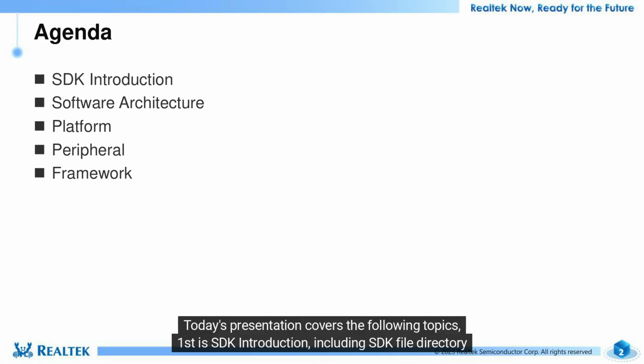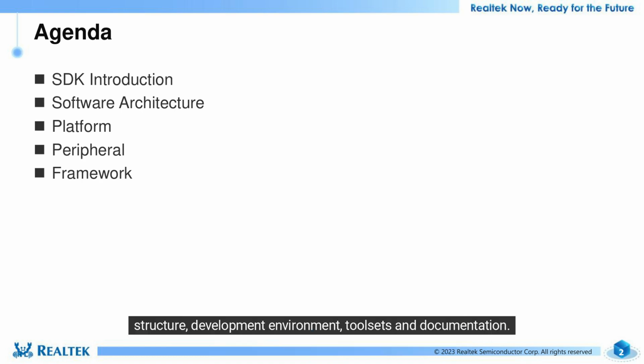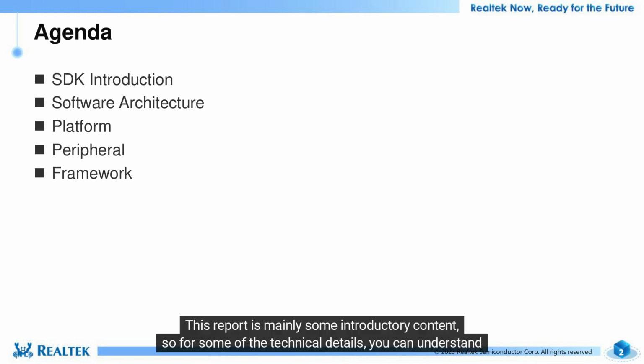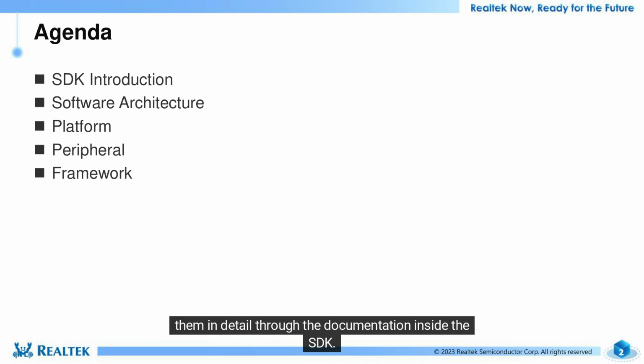Today's presentation covers the following topics. First is SDK introduction, including SDK file directory structure, development environment, toolsets, and documentation. Second is software architecture. And the third to fifth are platform, peripheral, and framework. This report is mainly introductory content, so for the technical details, you can understand them in detail through the documentation inside the SDK.